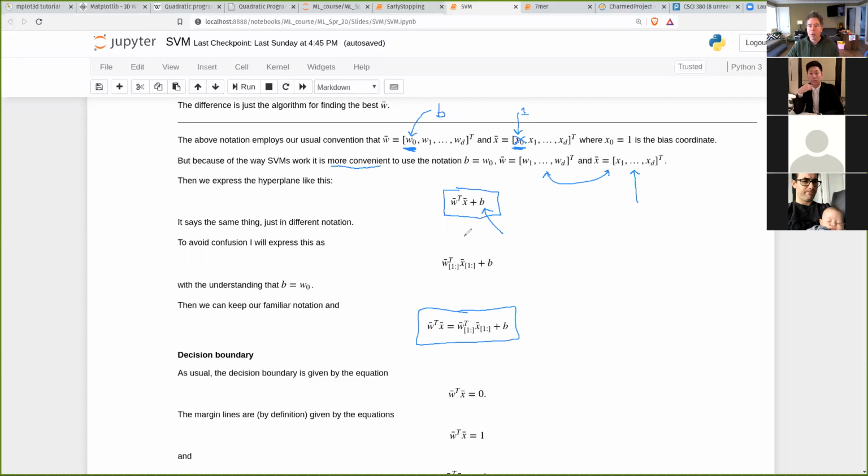So what I'm going to do is keep our traditional notation, and I'm just going to use Python array slicing to remind everybody that we're throwing out the 0th coefficient for the x and the w. So when you see these little parentheses down here, that just means we're doing a little array slice that ignores the 0th element. Okay, I hope that's clear.